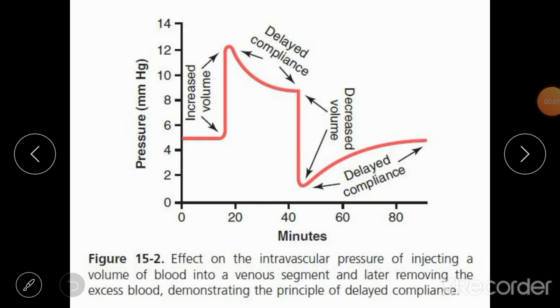Now let's study inverse stress relaxation on the same graph on which we previously studied stress relaxation. Now if a certain amount of blood is reduced from the same blood vessel, you will see an immediate decrease in the pressure. But after some time, the pressure begins to rise and reaches almost normal. This is known as inverse stress relaxation, and it is seen in the case of hemorrhages.